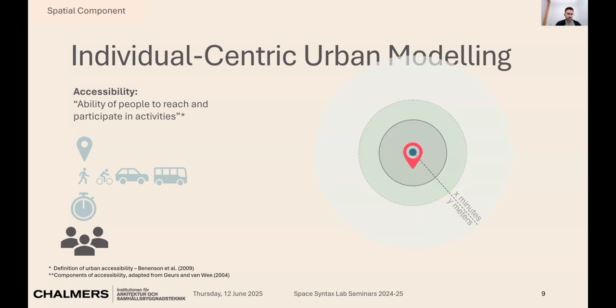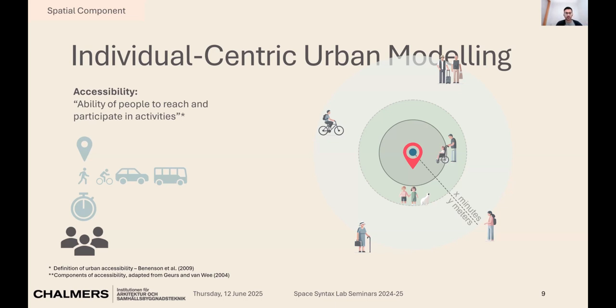And to kind of simplify this, the way that practitioners evaluate accessibility today, for the most part, is by focusing on the spatial component. So the assumption is that you have a location, and at some distance or time from this location, you draw a catchment area, and the assumption is that all the individuals that fall within that catchment area have access to the location. But what ends up happening here is, if you go back to the definition that I presented here, the ability of people to reach and participate in activities, well, we're not really looking at the people here. What you're looking at is the accessibility of locations.